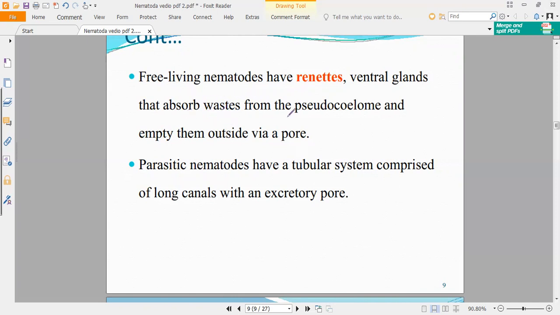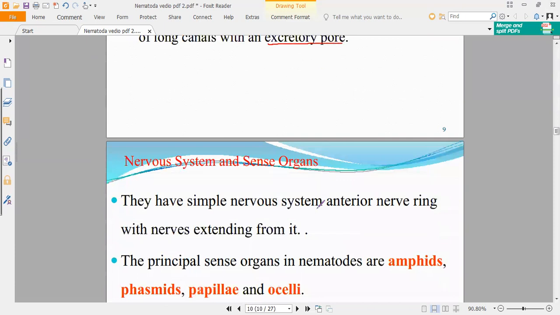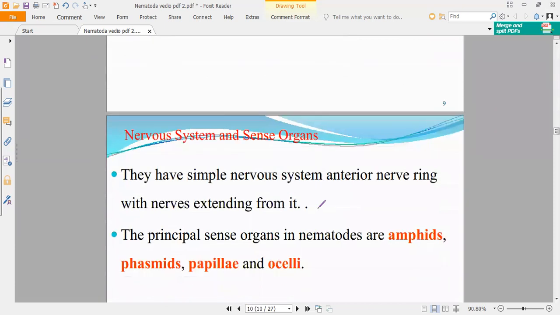They are used for the absorption of wastes or nitrogenous wastes from the body of nematodes. This one is the parasitic one. They have the tubular system. This is used for what? This tubular system acts as the excretory pore. The other is the nervous system and sense organ.